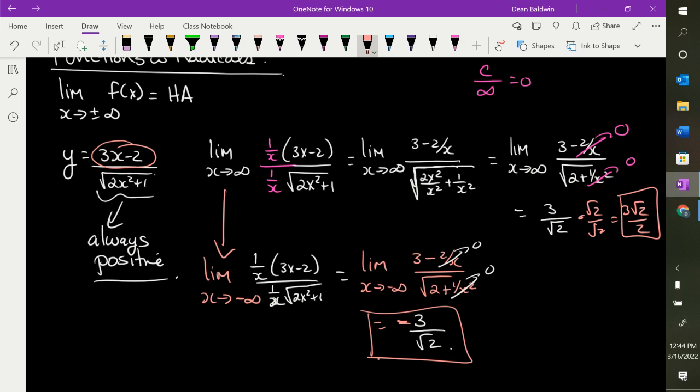to look at the original and say, okay, what's this doing? That's always going to be positive. This one, it depends on which way you're going. So you can either have positive over positive or negative over positive. That's why you can get 2 different ways. Does that make sense? That's all I wanted to say about square root asymptotes.